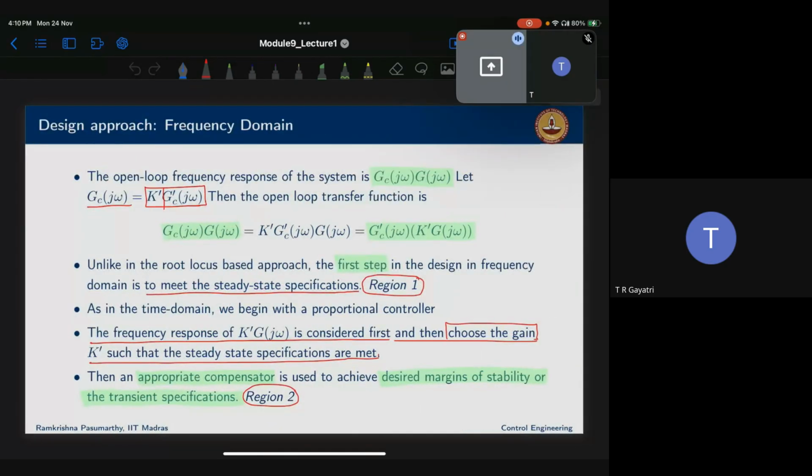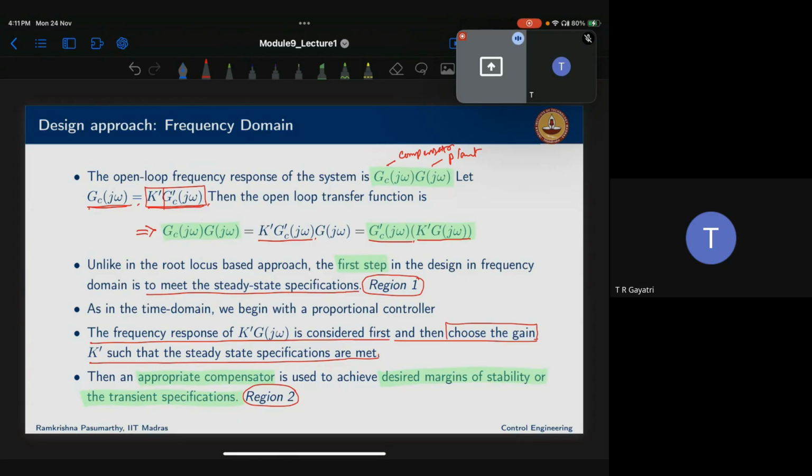In general the design procedure could be like this. We have the plant, and we have this compensator or controller. We write this compensator as K dash Gc of j omega. Then we write the overall transfer function of the open loop system, replacing Gc of j omega. So we have two things: Gc of j omega, and K dash G of j omega.